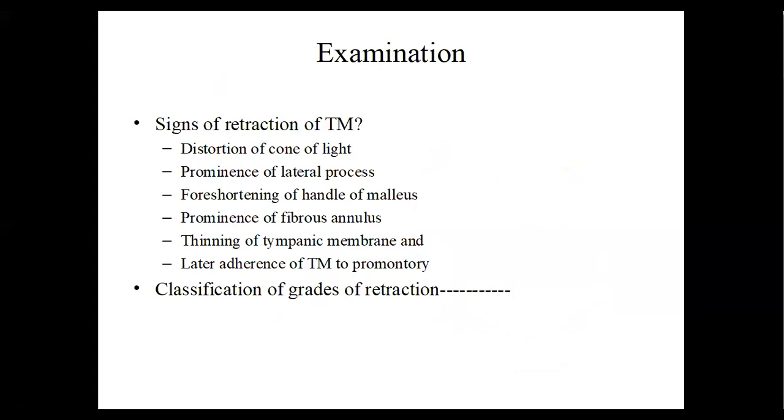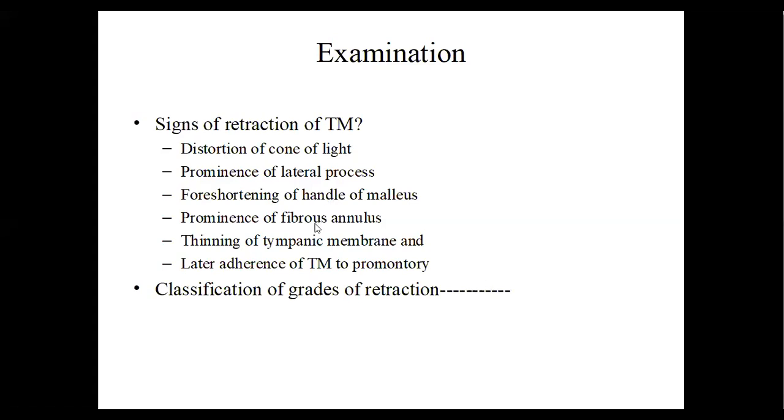So what are they? First thing is distortion of the cone of light, which is one of the findings in the normal tympanic membrane. If the cone of light is distorted, that gives us a clue that there is a retraction happening. Then prominence of the lateral process of malleus, which is also one of the earliest signs. Then comes the foreshortening of the handle of malleus. That means the handle of malleus appears foreshortened because of the pulled-in tympanic membrane.